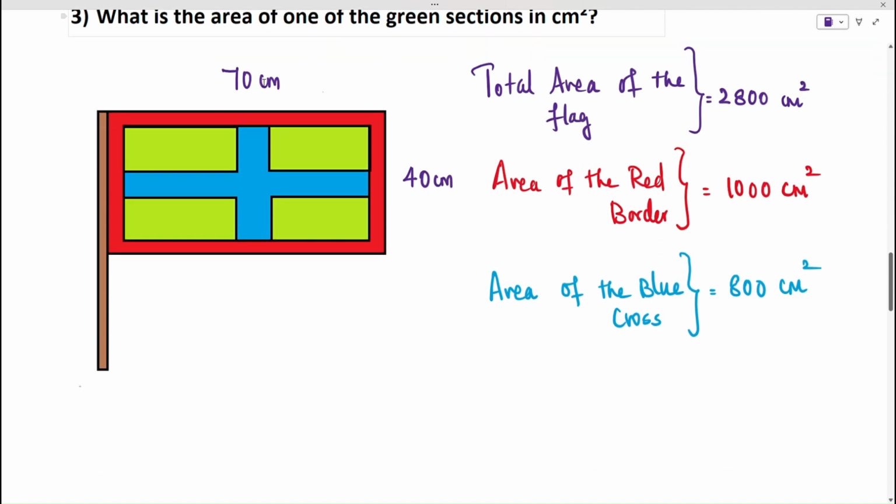Now we're going to add together the area of our red border and blue cross. So this is nice simple addition. So 1000 plus 800. If we do our column addition, we get 1800 as our area of the red border and the blue cross. Now we subtract 1800 from the total area of the flag.